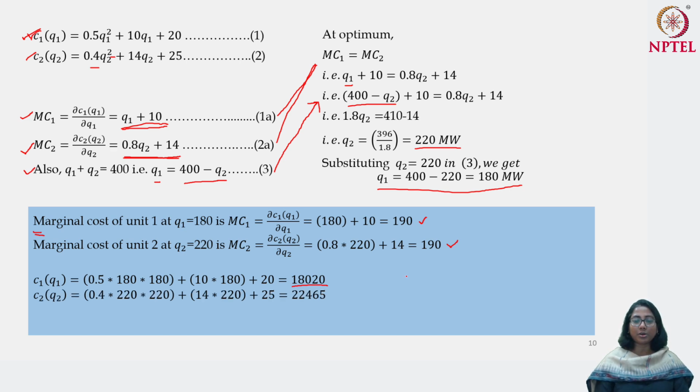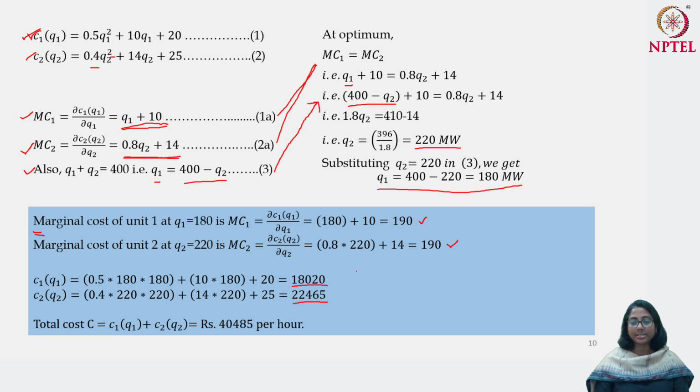Similarly, I can derive the total cost of production for the second plant at the optimum level of 220 megawatt, and that is 22464. So the second plant is producing more, the incurred cost is more, however the marginal cost is much lower. So the total cost to produce 400 megawatt of power is equal to C1Q1 plus C2Q2, which adds up this 18020 and 22464, and then you get 40485 per hour. So this is the total cost that you get.